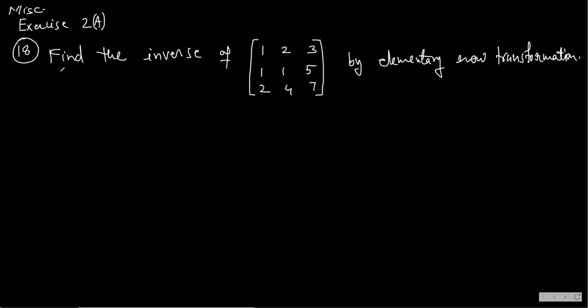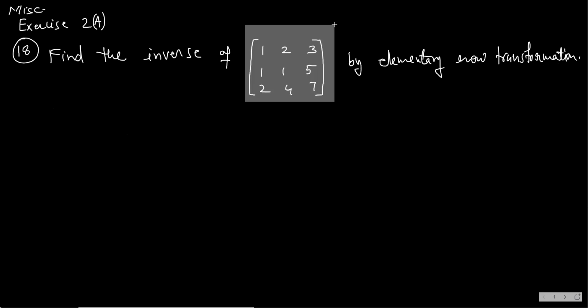So in this lecture of matrices, we are finding the inverse of a matrix by using elementary row transformation. Inverse of a matrix using elementary row transformation. So here I will take this matrix as A. Let A equals 1, 2, 3, 1, 1, 5, 2, 4, 7.